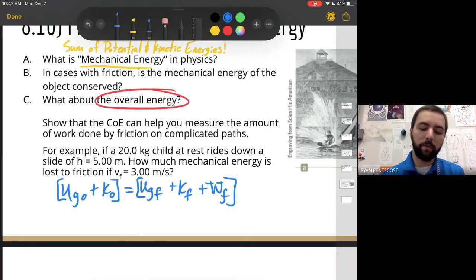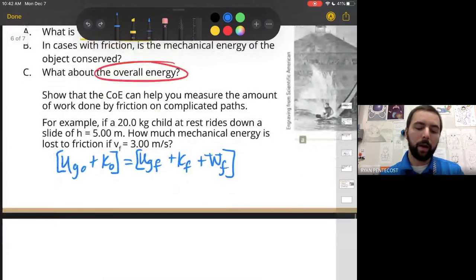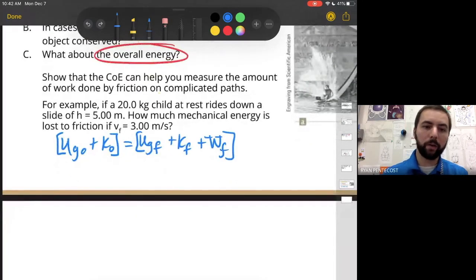But if you cut off the work of friction and try to say, is the mechanical energy conserved? Are all the potential and kinetic energies conserved? No, they're not. If there's a non-conservative force involved, then they're not conserved. But we can see that all of the overall energy is conserved because we can actually calculate how much work is lost due to friction. So to prove that we can actually do this, let's do it.